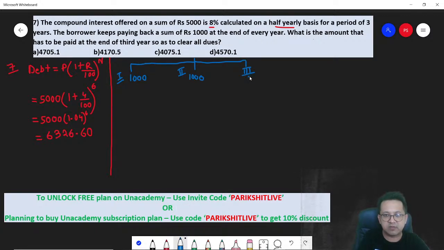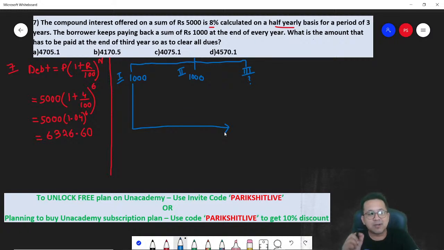At the end of the third year to clear all his dues. Correct? Okay. So 1,000 rupees you return at the end of 1 year. Bank is gonna feel very happy about it. Why? Money was due only at the end of 3 years. You return at the end of 1 year. Basically, you return 2 years in advance.